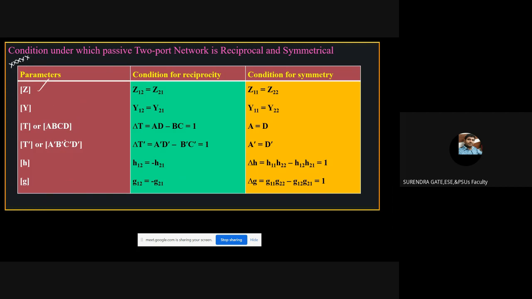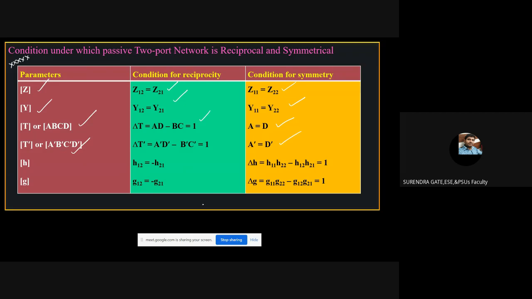For Z parameters, what is the condition for reciprocity? Z12 equals Z21. What is the condition for symmetry? Z11 equals Z22. With respect to Y parameters, what are the conditions for reciprocity and for symmetry? With respect to ABCD parameters, what are the conditions for reciprocity and for symmetry? With respect to inverse ABCD parameters, the conditions for reciprocity and symmetry.